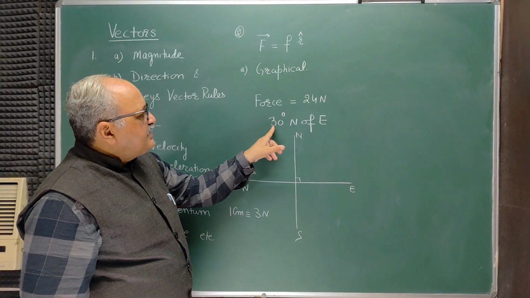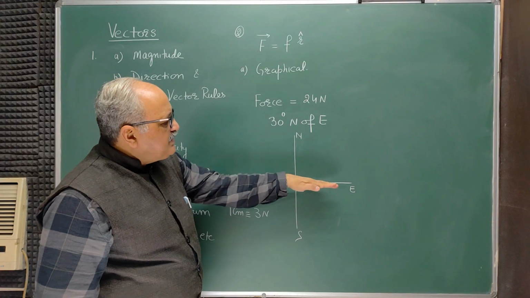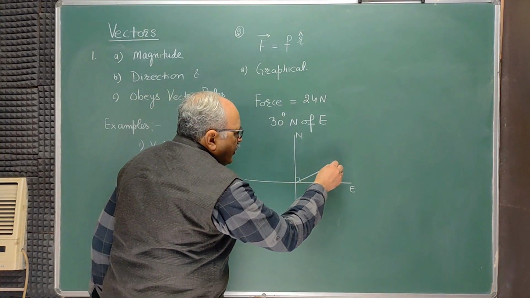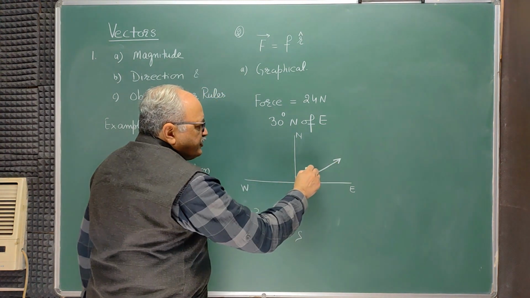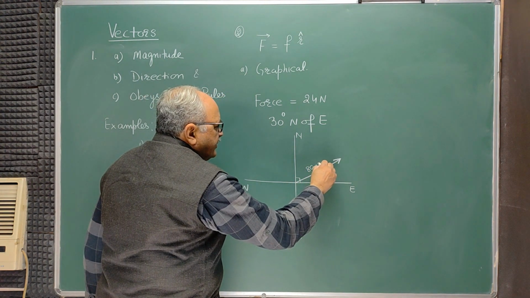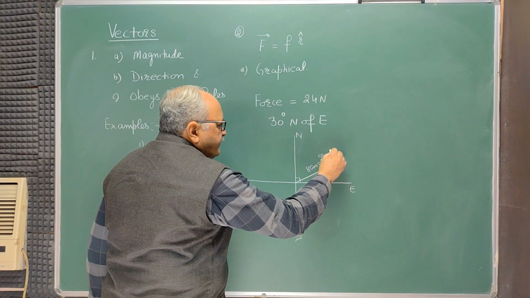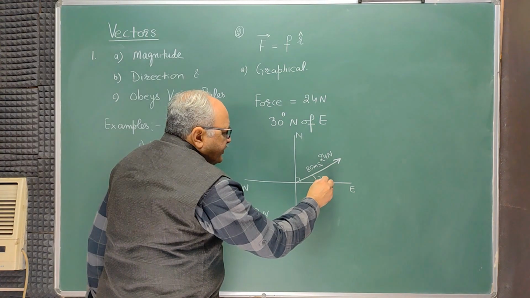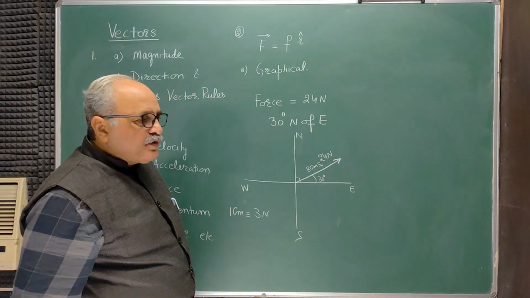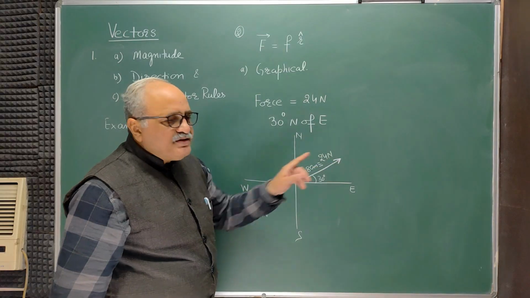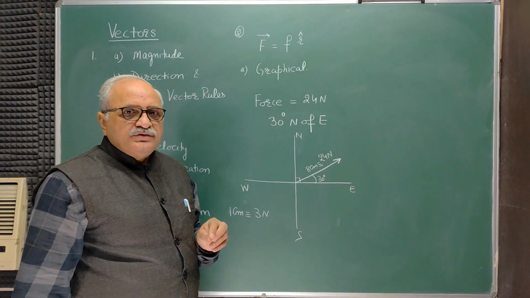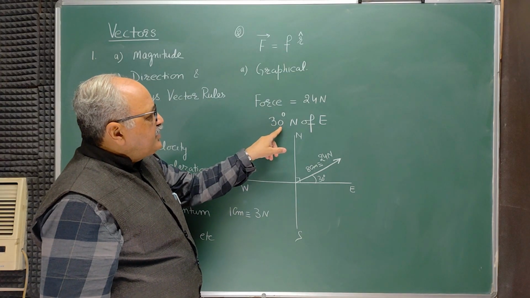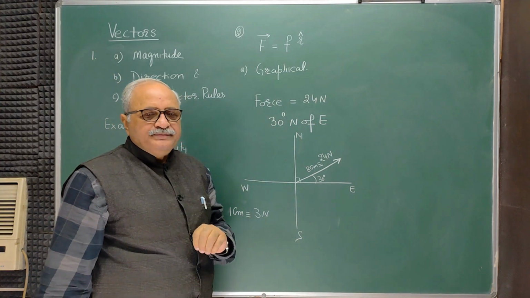And the direction says 30 degree north of east. That means from east it should be at an angle of 30 degree. So I have to draw a line of 8 centimeter, equivalent to 24 Newton, making an angle of 30 degree with the east direction. So this is going to represent the force, which is 24 Newton in the direction 30 degree north of east.